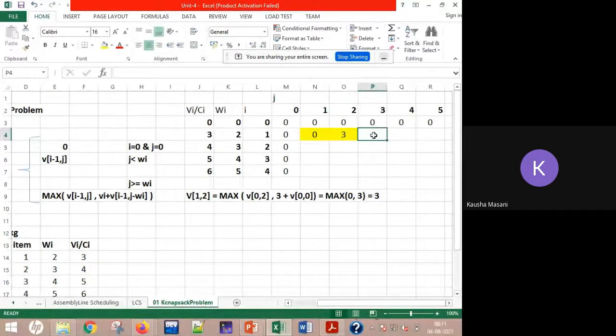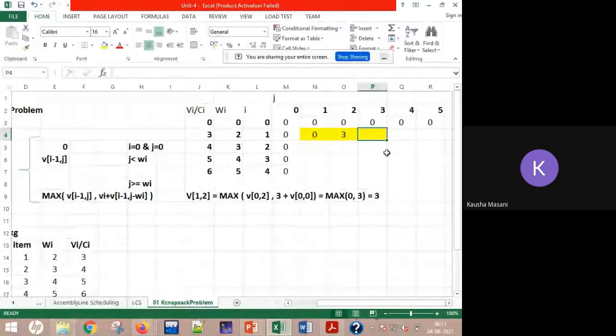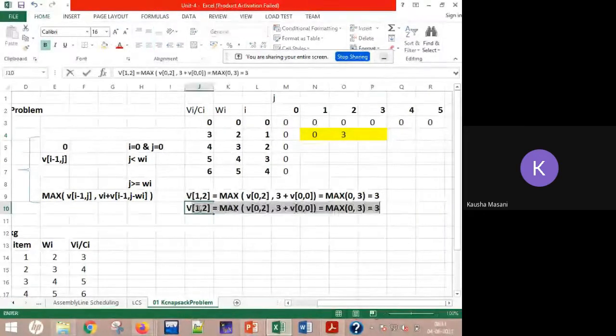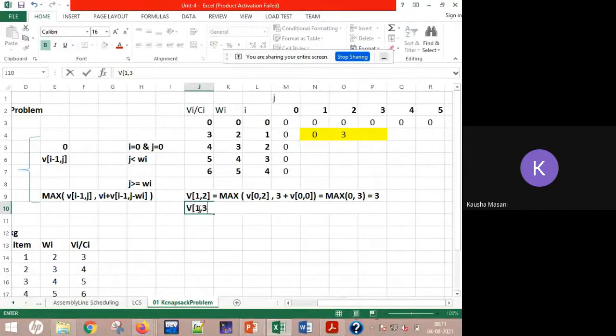Now this cell, the next yellow one. So that is your V of 1, comma 3. Okay? Again, check J value and weight values. J value is 3. Weight is 2. That means 3 is greater than your weight. So again, we will apply which formula? The max one, not the first one. The max one.